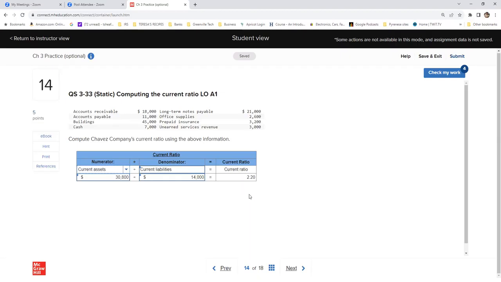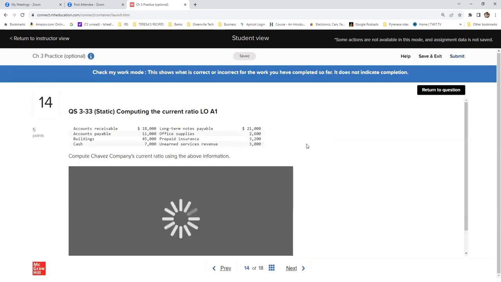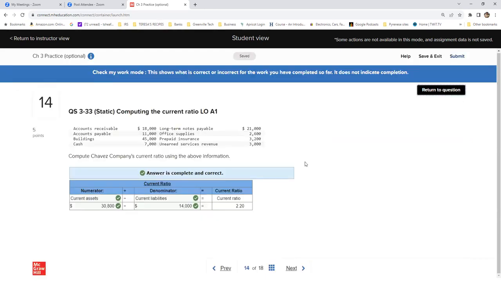And that gives us a ratio of 2.2. What this means is they have twice as many assets as what they need to pay off all their current liabilities. Check for work. And we're good.